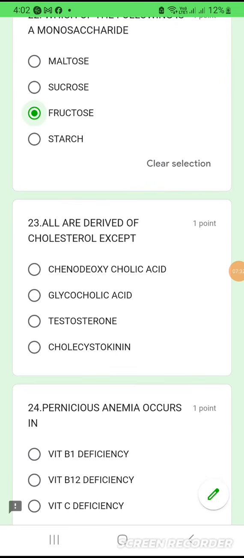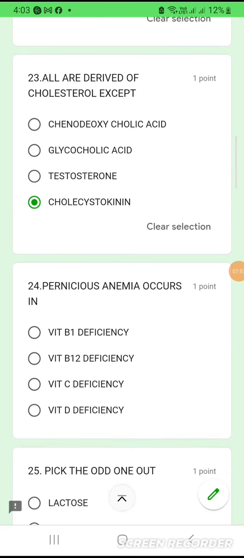All are derived from cholesterol except, so what are the derivatives of cholesterol? Chenodeoxycholic acid, glycocholic acid, testosterone, cholecystokinin. Here chenodeoxycholic acid is a derivative of cholesterol, glycocholic acid is a derivative of cholesterol, testosterone is a derivative of cholesterol. So the answer is cholecystokinin.